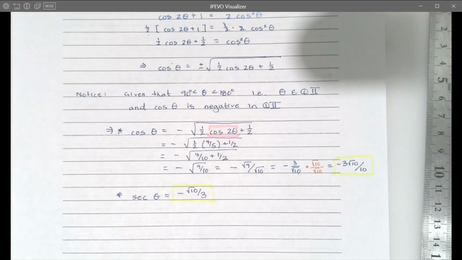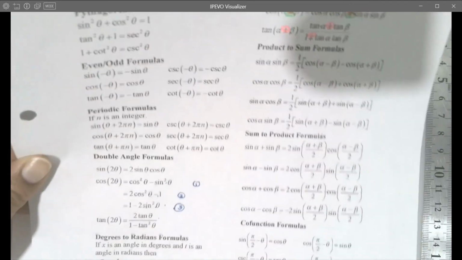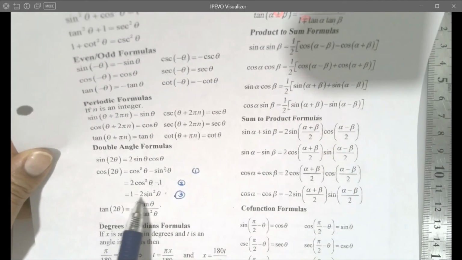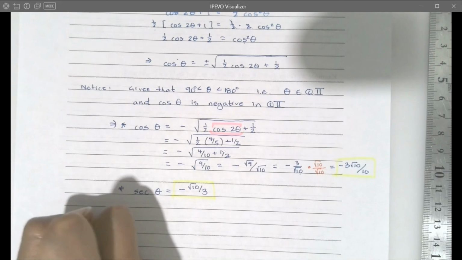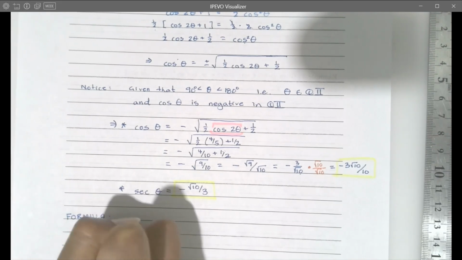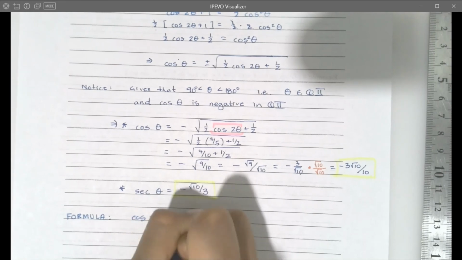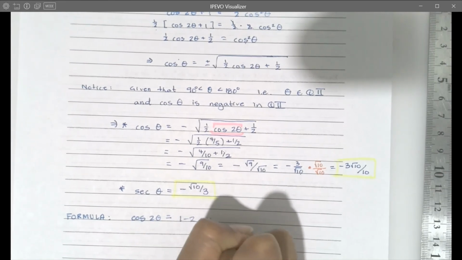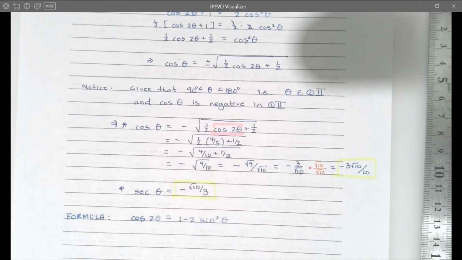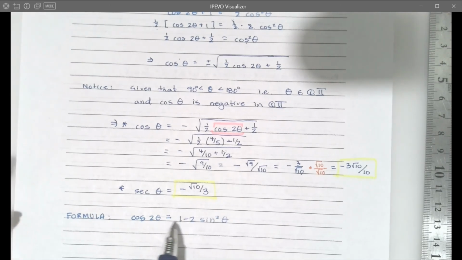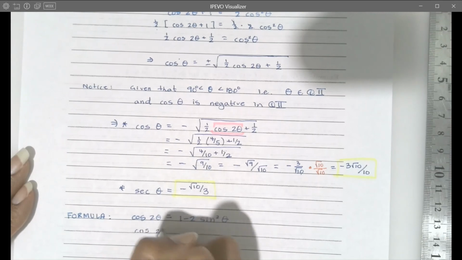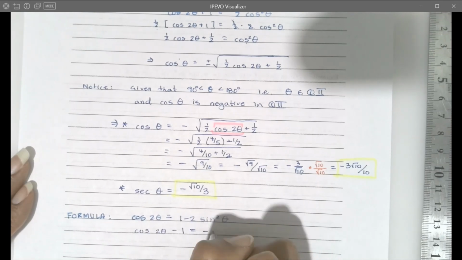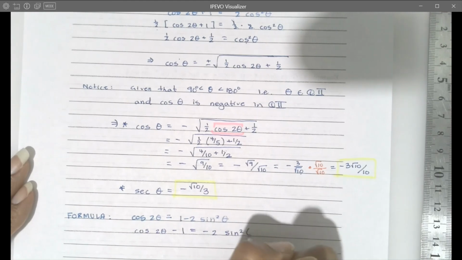Okay, so now we go back to the formula because now we're missing sine. And if we look at cosine 2 theta, the third version of it deals with just sine. So we're going to have as a formula cosine of 2 theta is equal to 1 minus 2 sine squared theta. And again, that means that we're going to be solving for sine of theta. So first we'll subtract the 1. And we'll get cosine of 2 theta minus 1 equals -2 sine squared theta.